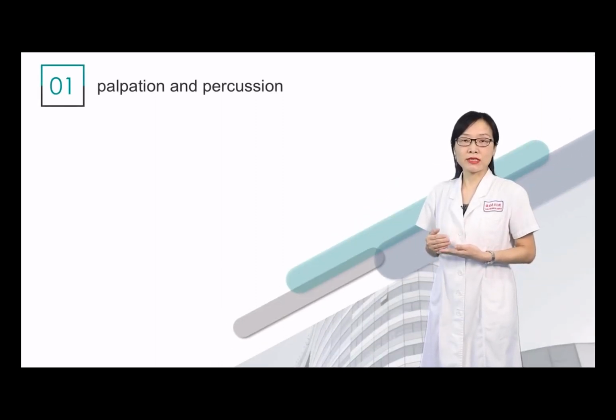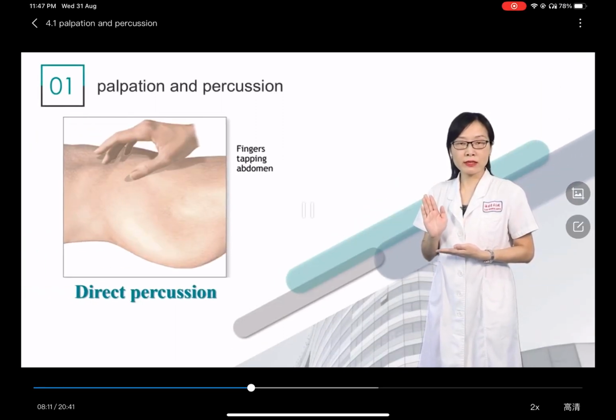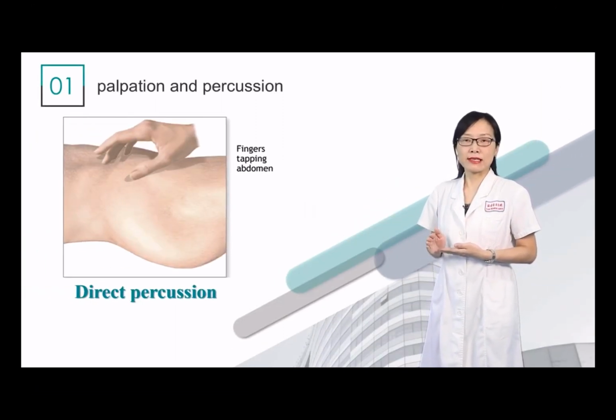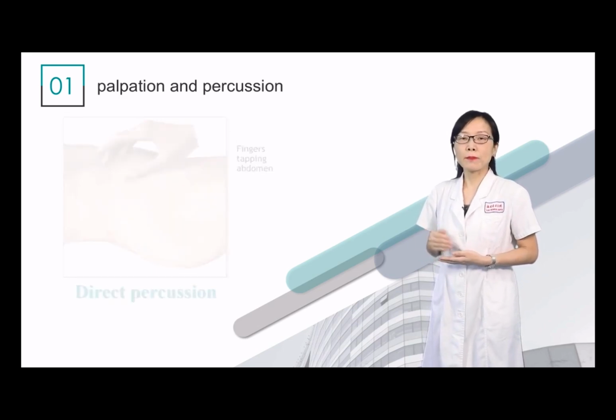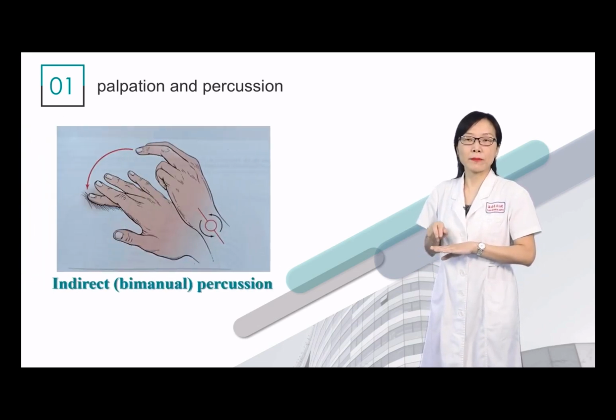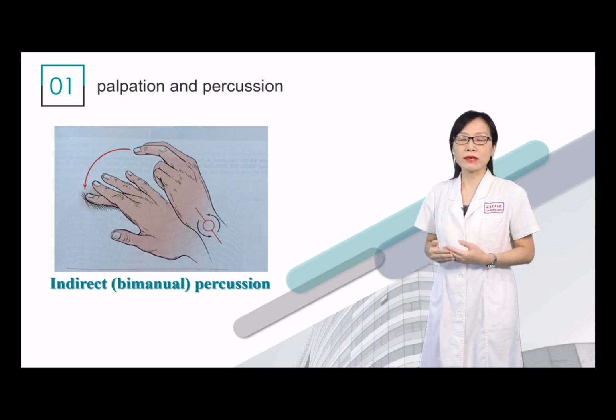When we elicit sound by striking the body surface directly with our fingers, hand, or reflex hammer, the procedure is called direct percussion. Striking the percussion blow on our fingers is indirect percussion, which is the form of percussion most commonly used. Press the distal part of the middle finger of our non-dominant hand firmly on the body part.